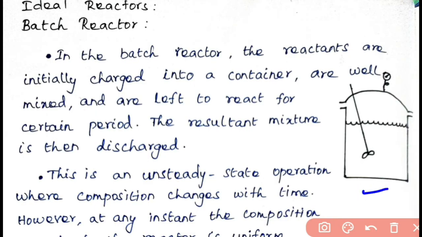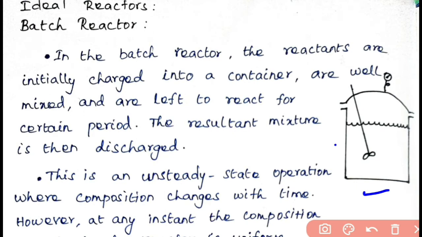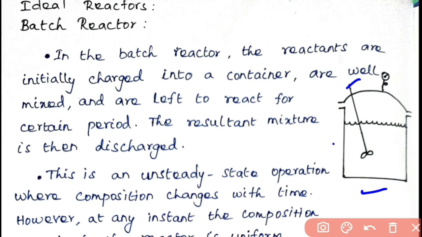This is your batch reactor. This batch reactor consists of a vertical cylinder or vessel. It is equipped with an agitator or stirrer for mixing the contents, because we have to maintain a uniform composition throughout the reactor. The reactants are initially charged into a container and are well mixed and are left to react for a certain period of time. Then the resultant mixture is discharged from the reactor.